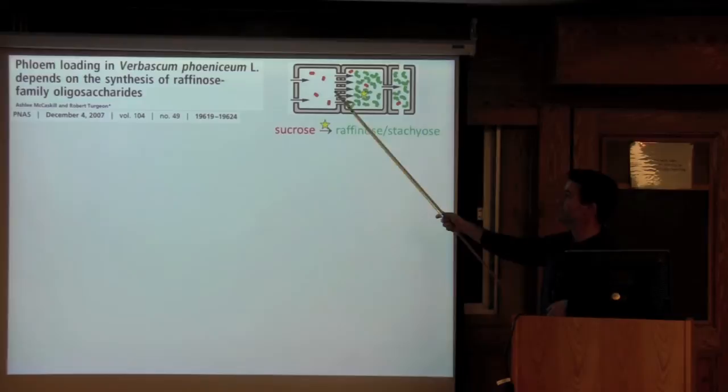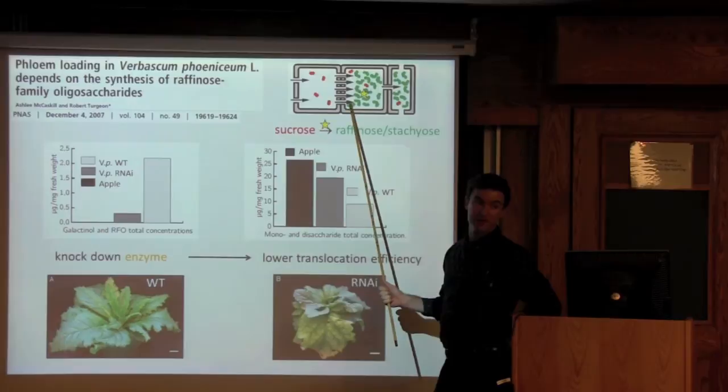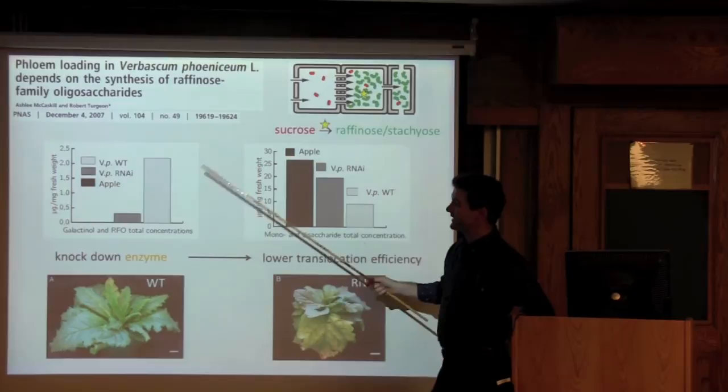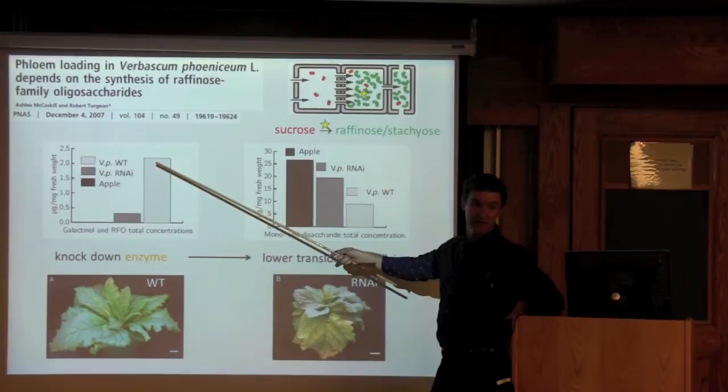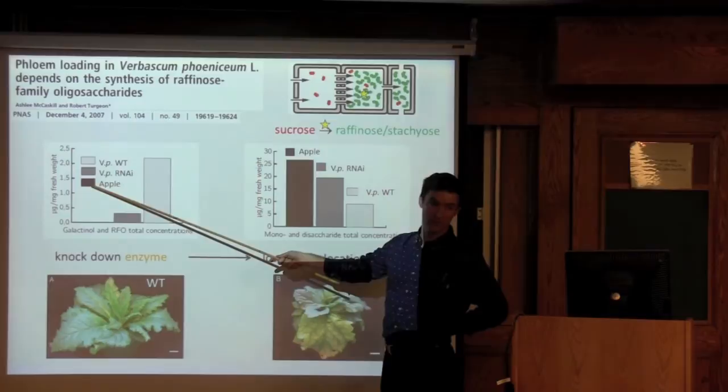And so this is an example where the Turgeon group identified one of the players in this oligomerization process and was able to knock it down. And what we see here is that indeed this species, a polymerizer or oligomerizer, has significantly more of these raffinose family oligosaccharides in the leaves than a passive loader, which has essentially none, and they successfully knocked down this oligomerization.